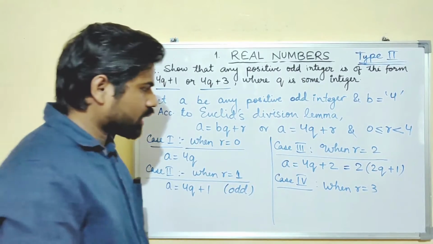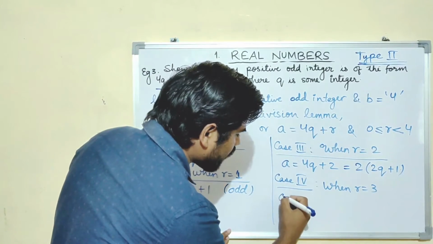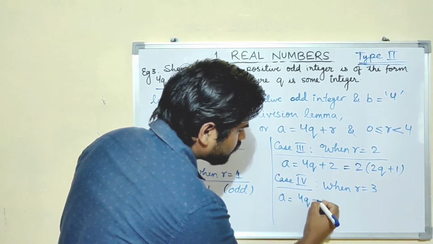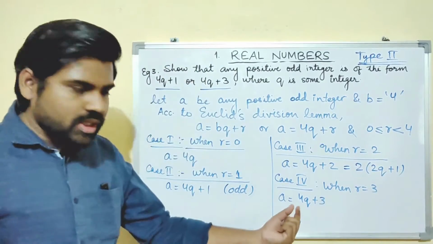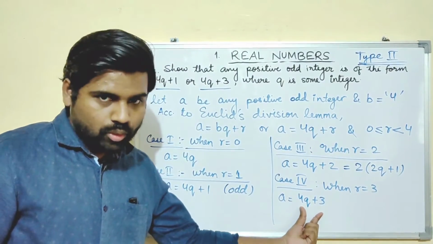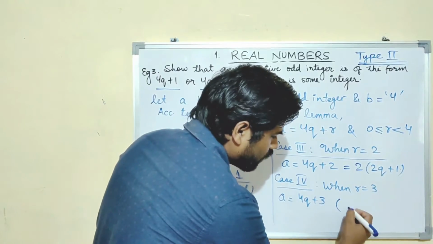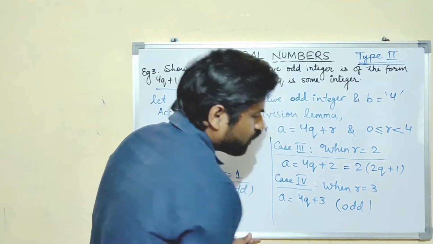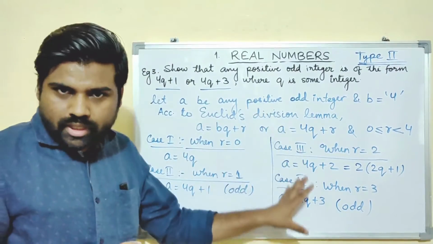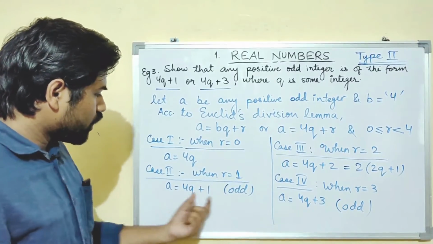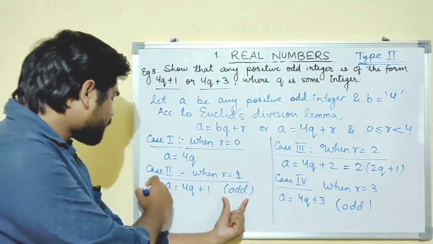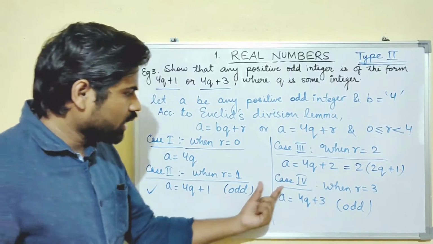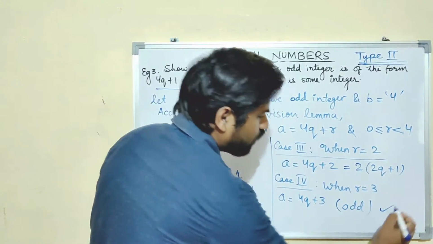When r equals 3, what you'll get? You'll get a equals 4q plus 3. Are you able to take 2 as common here? No. That means it is odd. So you saw all 4 cases. What you got is that in the second case it was odd, and in the fourth case it was odd.